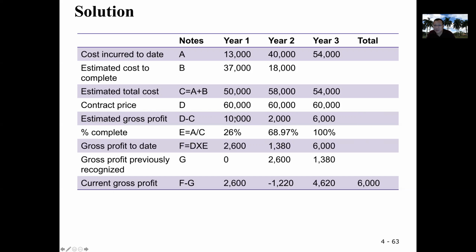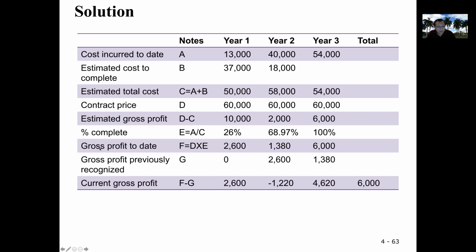So we are using the cost-to-cost approach to estimate the percentage of completion. So we are using the cost incurred to date, that's 13,000, divided by the total expected cost, 50,000. So 13 divided by 50, that's 26%.